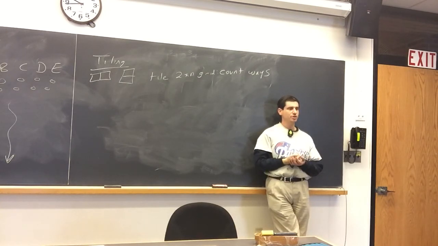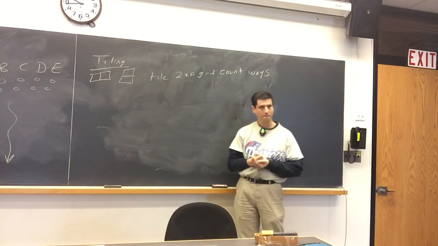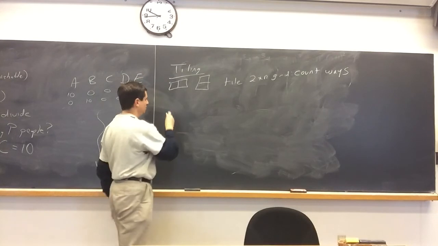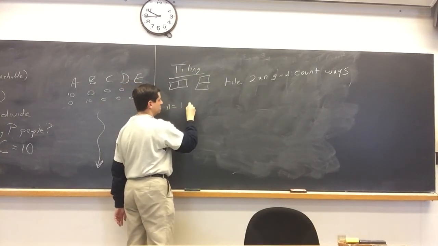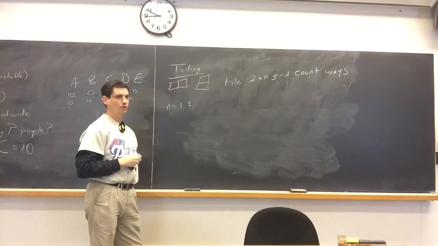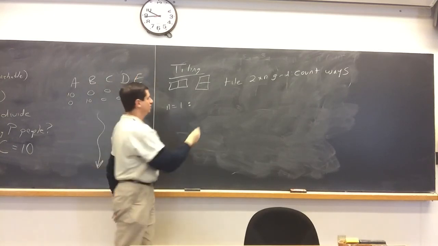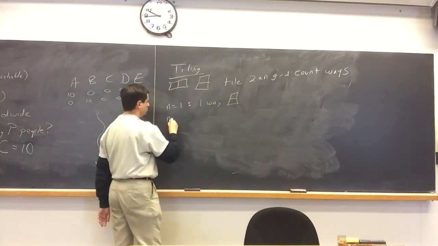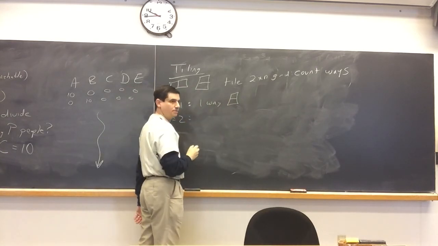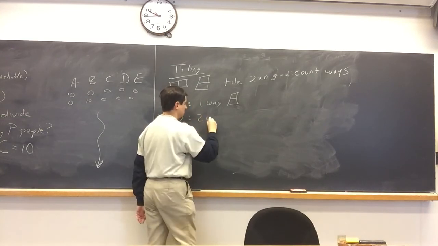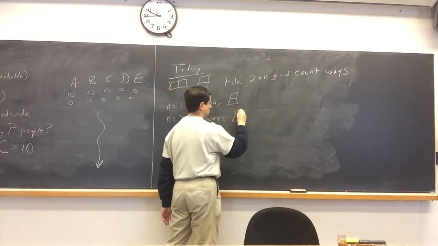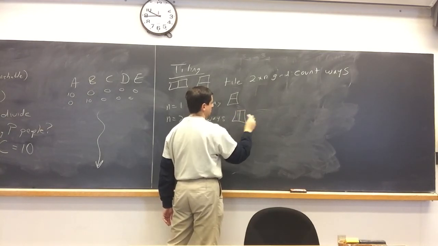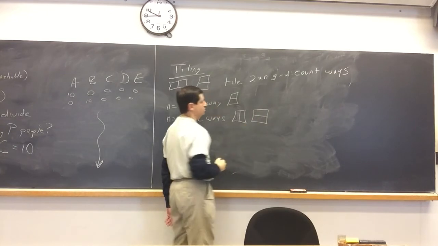What's the first thing you should do when you're trying to figure this out? Set some value for n. Yeah, set some value for n. What's the first value of n we should do? So when n equals 1, how many ways? One way, right? There's one way. When n equals 2, how many ways? 2 ways. So we can do it this way, like this, or we can do it this way.